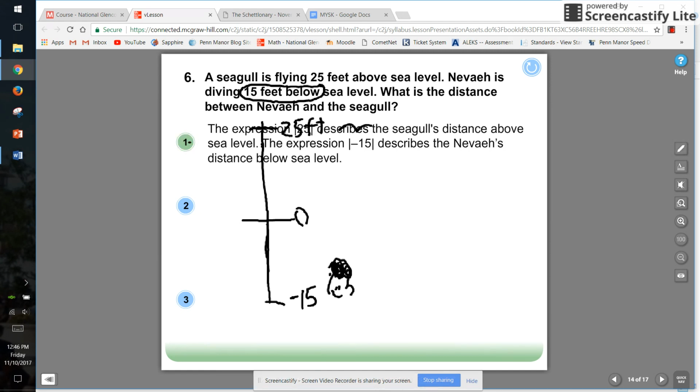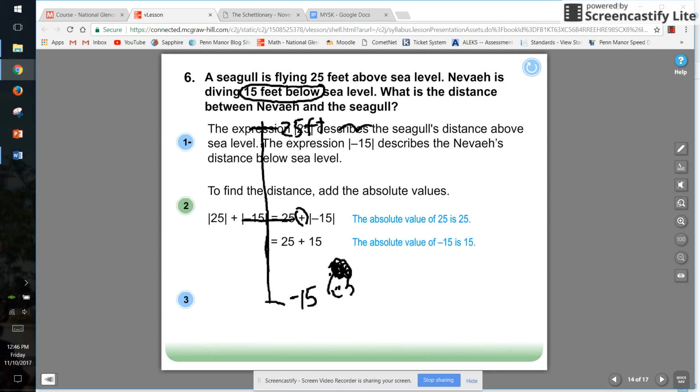You could write an equation that looks like, let me do a little erasing here. So we have the absolute value of 25 plus the absolute value of negative 15. And when we change those numbers to just normal numbers, we would say it's 25 plus 15. So the distance between Nevaeh and the seagull is 40 feet. That's how you use absolute value.